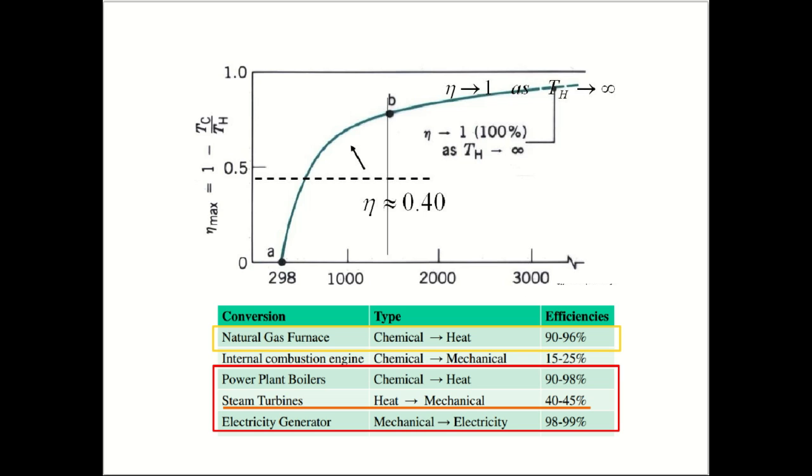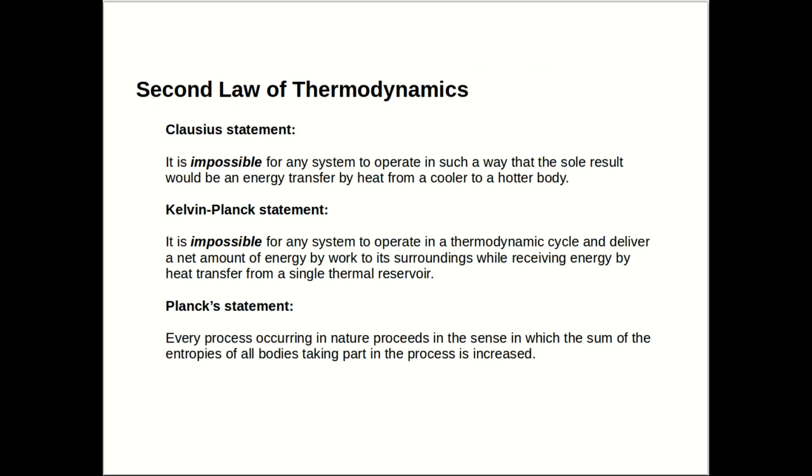Carnot's work laid the foundation for the second law of thermodynamics. There are different ways of stating the second law of thermodynamics. The Clausius statement is quite intuitive. It is impossible to transfer heat from a cooler to a hotter body spontaneously. If you want to do that, you have to spend extra energy, and the device is called a refrigerator, right? A refrigerator transfers heat from a cooler to a hotter body. It transfers heat from the food inside the refrigerator to the hotter environment, that's the kitchen, right?